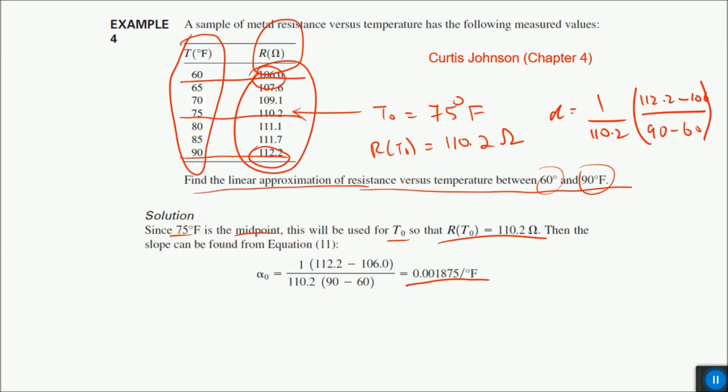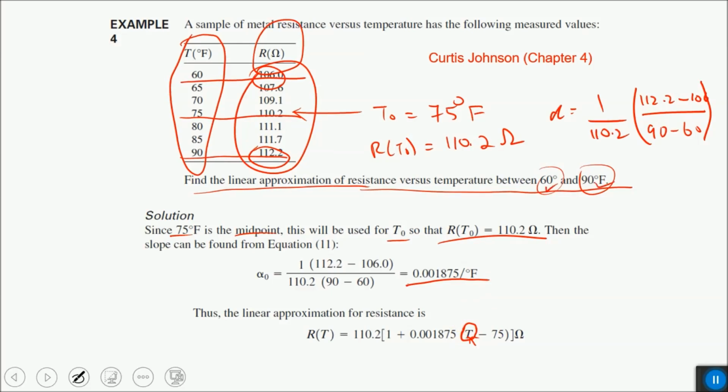So T naught, these three are the correct values. And now using the formula, RT is equal to 110.2 into 1 plus alpha into T minus T naught. So now this is your temperature T.